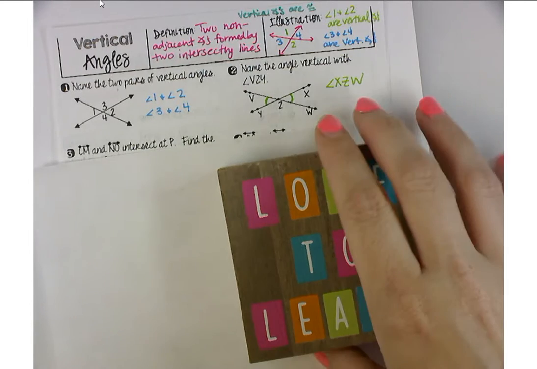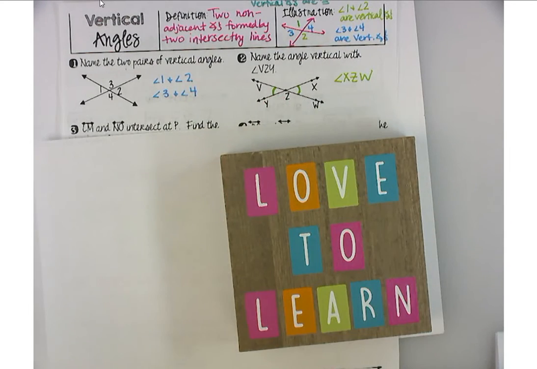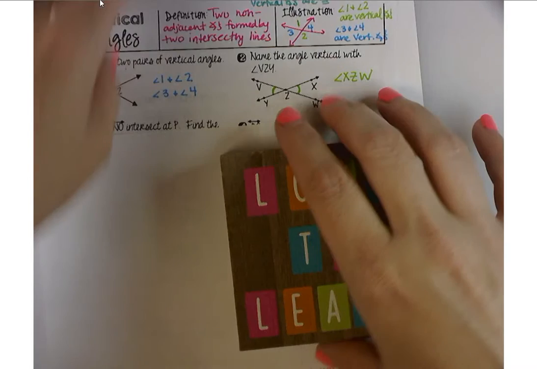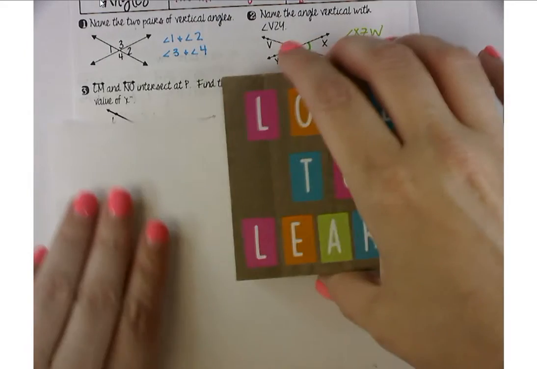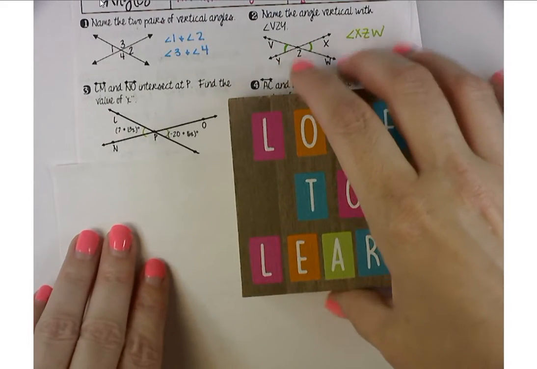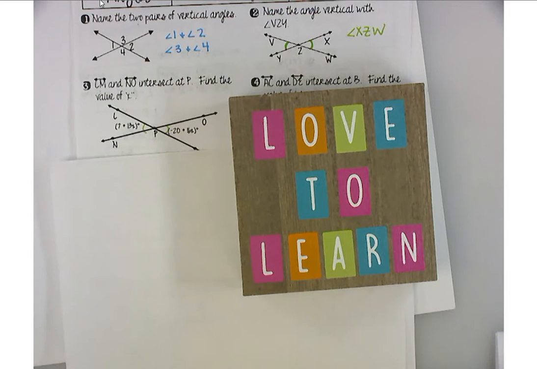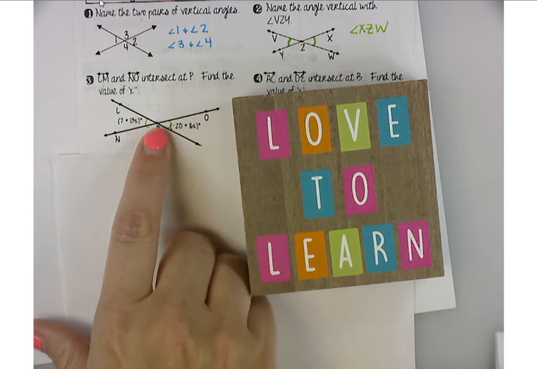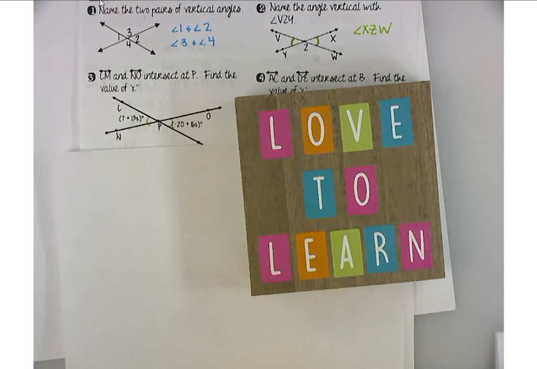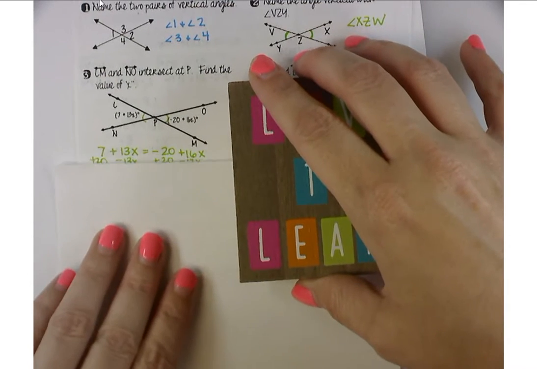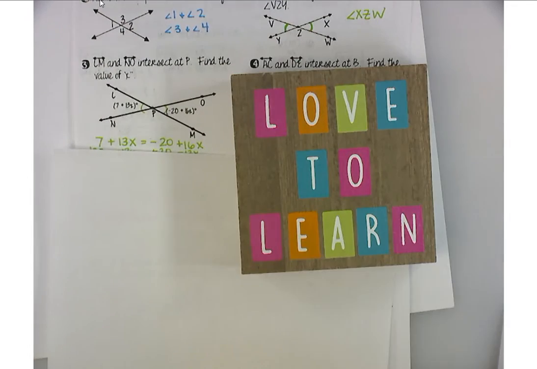See how I mark those off in my diagram too? Because they're vertical, which means they're the same. So when I get to number 3, and they tell me that those are going to intersect those 2 lines, and I have to find the value of x, the first thing I did was I just marked those congruent. So if they're congruent, then I have to set them equal to each other. So I'm going to set the 7 plus 13x equal to negative 20 plus 16x.